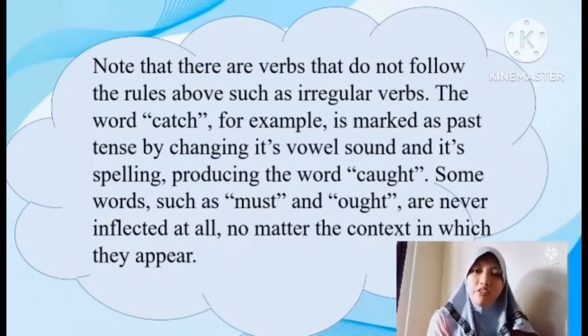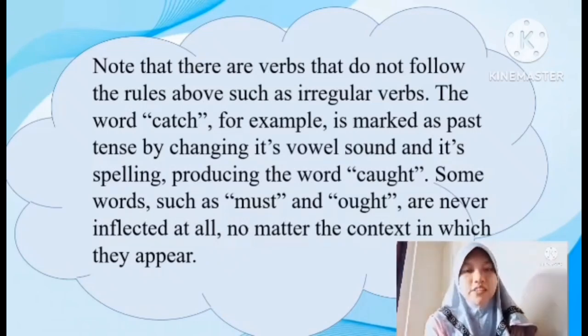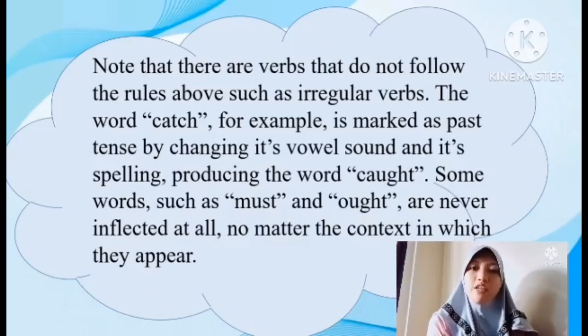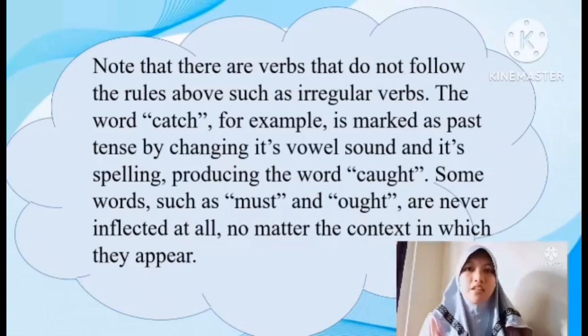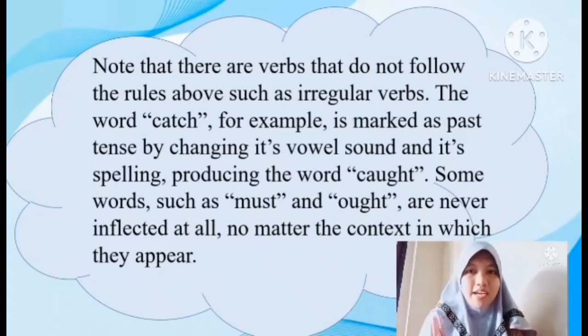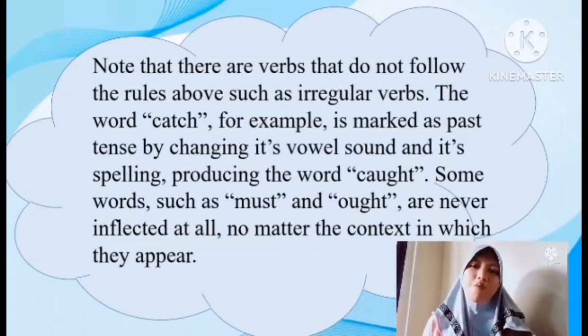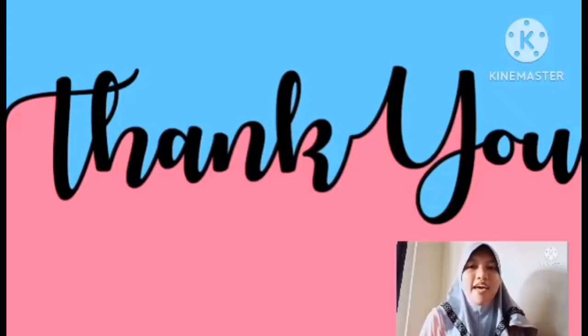Irregular verbs are verbs that do not follow the normal pattern of inflection. The word catch, for example, is marked as past tense by changing its vowel sound and its spelling, caught. Some words such as must and us are never inflected at all, no matter the context in which they appear. So I hope that you learned something, and that would be all.